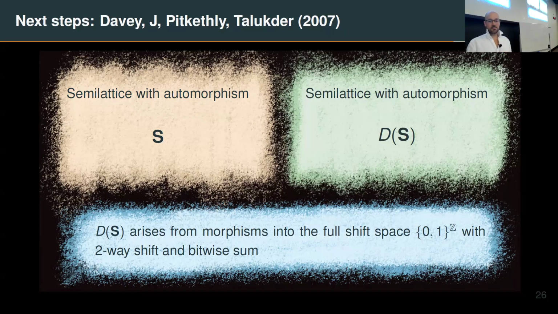And on the right, in this particular case, you just get semilattices with automorphism. And in fact, the dual here arises by way of quite a natural space. It starts to look a little bit more like something like Pontryagin duality. So you look at the full shift space, so just all two-way infinite binary strings with bitwise sum. That's a topological object, and you have a two-way shift, and that's sort of the fulcrum for this, just like the circle group was in Pontryagin duality.